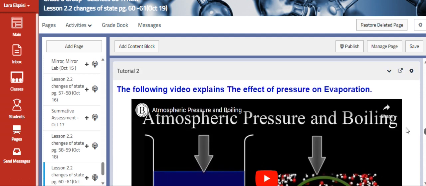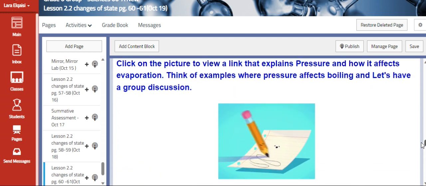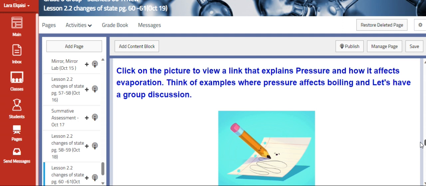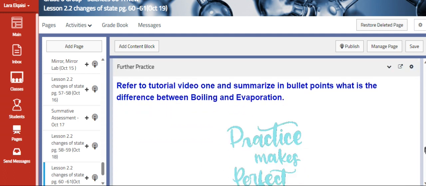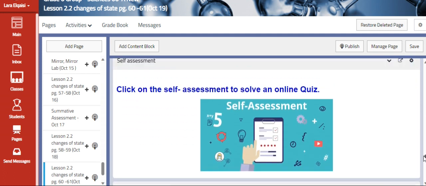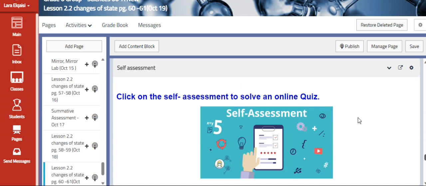And then we are going to see a video that explains the effect of pressure on evaporation. And then we are going to discuss the effects of pressure on the boiling point as a group work. And as usual, we are going to have a self-assessment to assess our knowledge by having an online quiz.